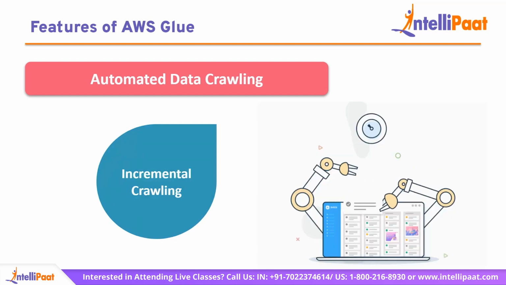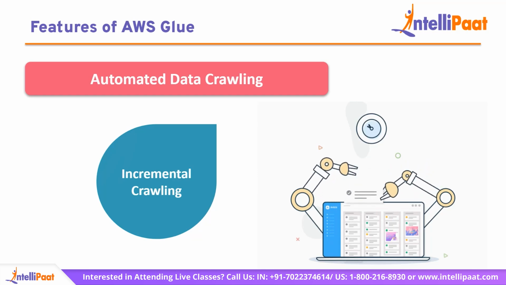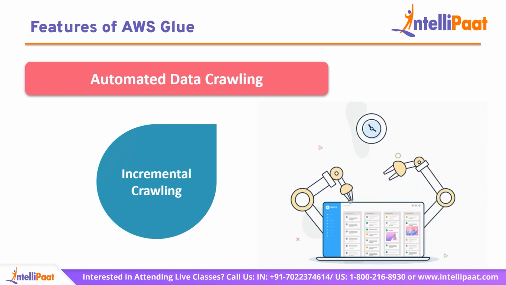The eighth one is incremental crawling. Incremental crawling is a feature of AWS Glue that allows it to capture and catalog only the changes made to the data sources since the last crawl. Instead of scanning the entire data source, the incremental crawler focuses on identifying and capturing new or modified data elements, which will significantly reduce the time and resources required for crawling large data sets.